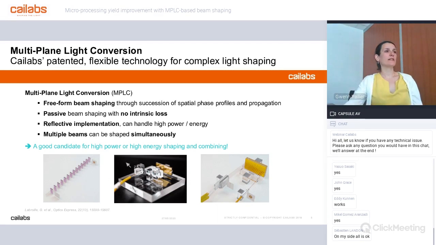Over the years, we realized that a reflective implementation was more convenient, so now it's implemented this way. You have two mirrors with the light going back and forth in between them. One mirror is textured and it works more or less similarly. This is a telecom example. All this is passive and reflective, which enables handling high power and high energy. As you can see as well, one interesting thing is that it can also work with multiple beams as an input or as an output.